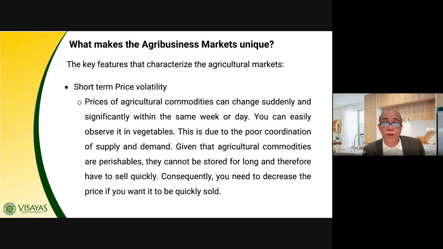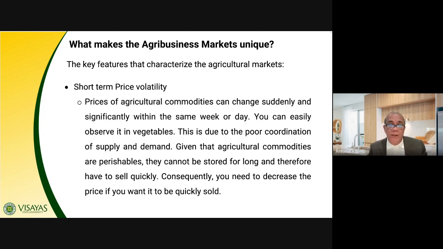Now, key features and characteristics of the agricultural market, the uniqueness of the agribusiness market. One is short-term price volatility, meaning a very erratic price trend. Even in one day, it can change a lot.